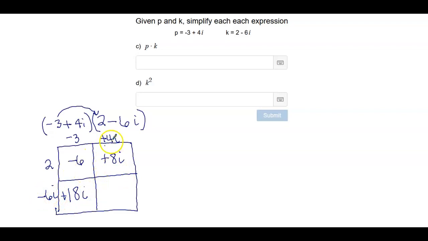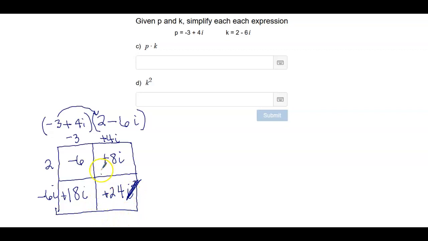And the last one, we're taking these two together. So -6 times positive 4 is -24. And i times i is i squared. So remember, i squared is the same thing as multiplying times -1. So really, if I take -24 times -1, we get a positive 24.